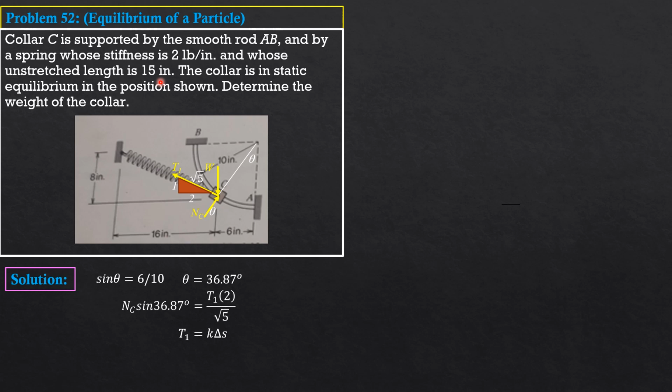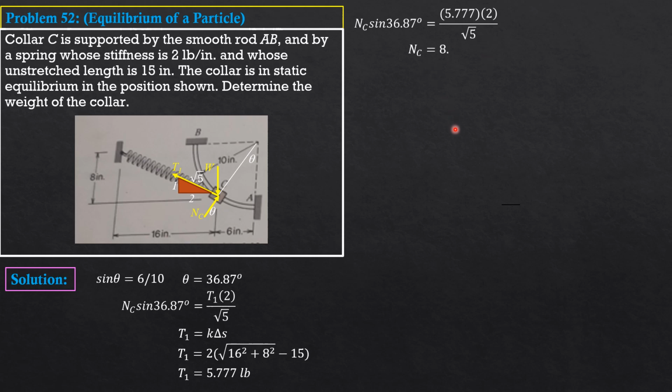So T1 equals K times delta S. T1 equals 2 pounds per inch times the quantity square root of 16 squared plus 8 squared minus 15. So T1 is equal to 5.777 pounds. Substitute into this equation to solve for N_C. So N_C sine of 36.87 degrees equals 5.777 times 2 over square root of 5. So N_C is equal to 8.6118 pounds.